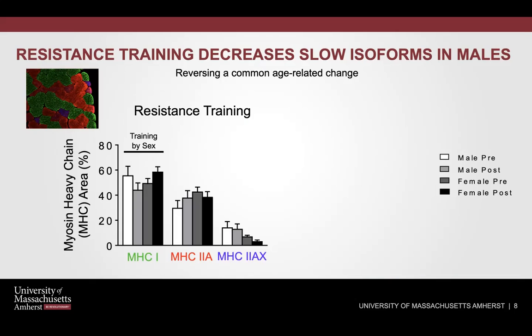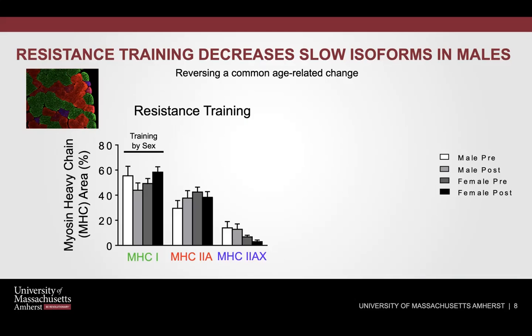This data represents the proportion of myosin heavy chain isoforms in the muscle cross sections. The open bar represents males pre-training. The light gray bar represents males post-training. The darker gray represents females pre-training, and the black bar represents females post-training.